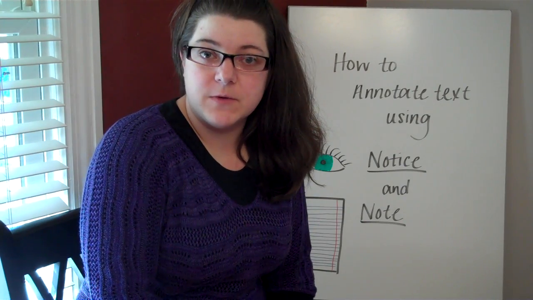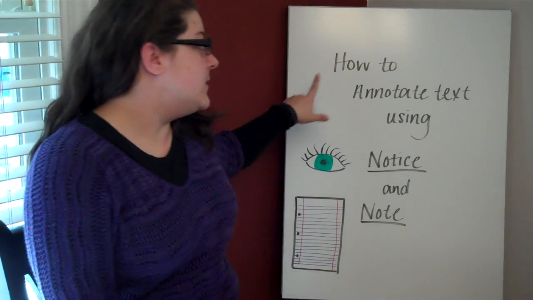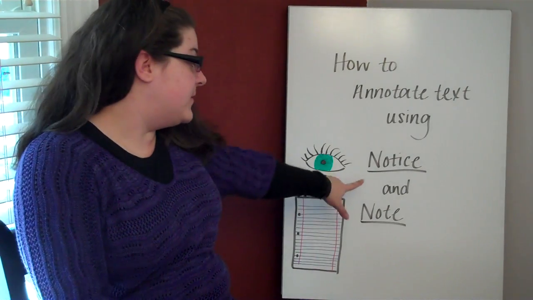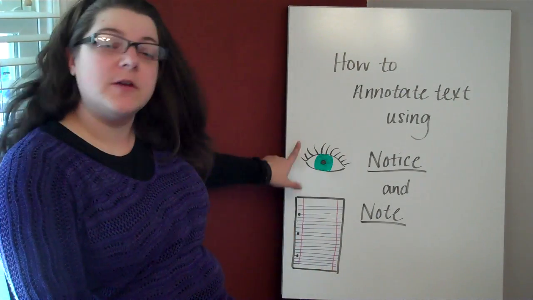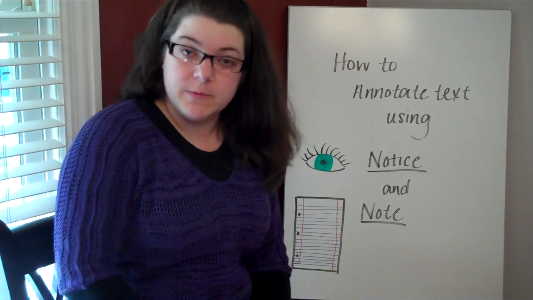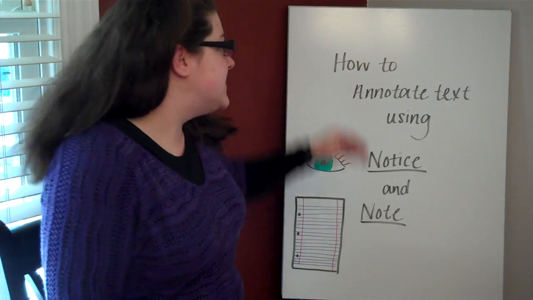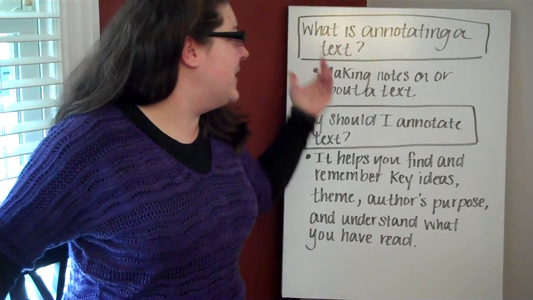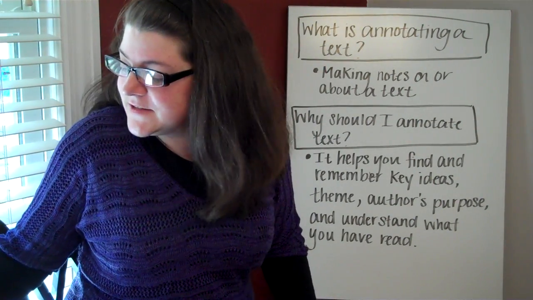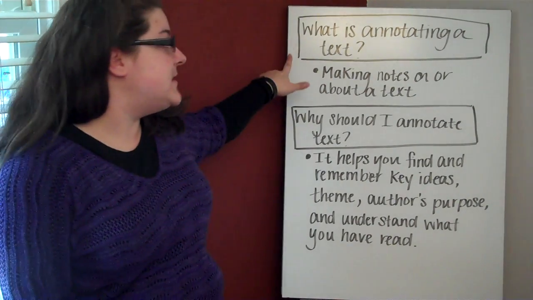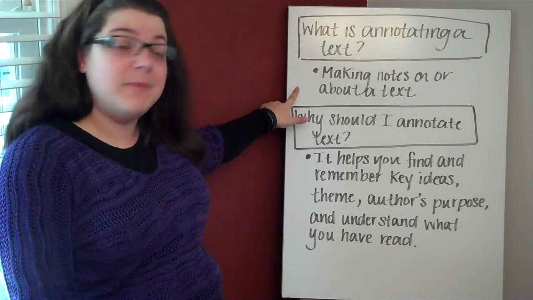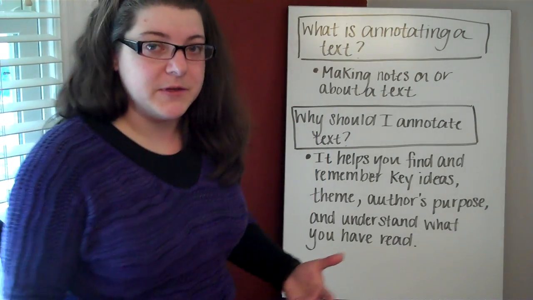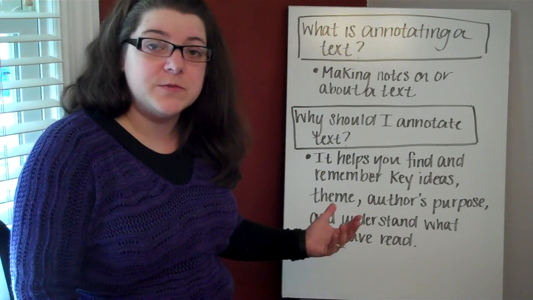I have a couple of things that we're going to do today. One, we're going to learn how to annotate text using Notice and Note. That's a protocol that we'll use in order to be able to annotate text. So, I bet the first thing that you're wondering about is, what is annotating a text? As it turns out, annotating a text is simply making notes about the text. So it's nothing really complicated, and it's going to help us remember.